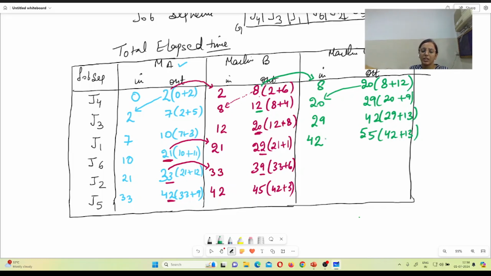Right. Now this is again an important point. This is 55 and this is 39. The same process will go on. No worries at all.